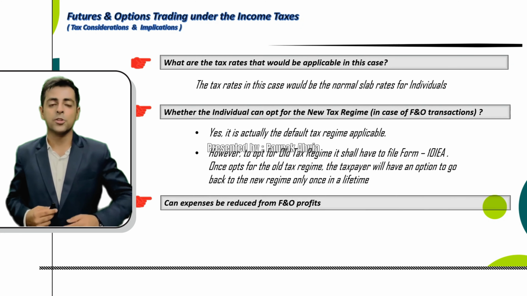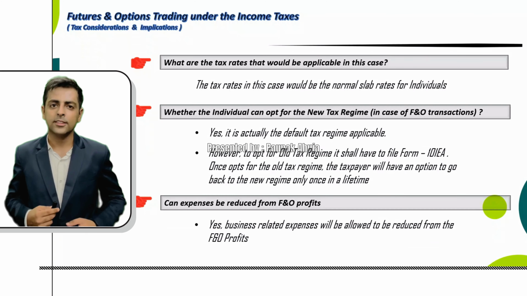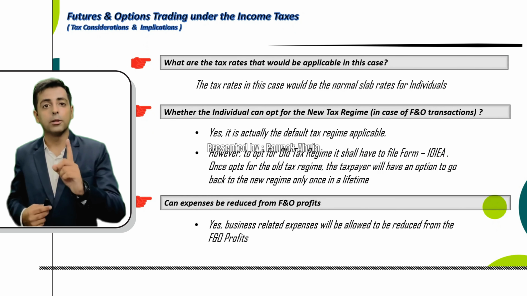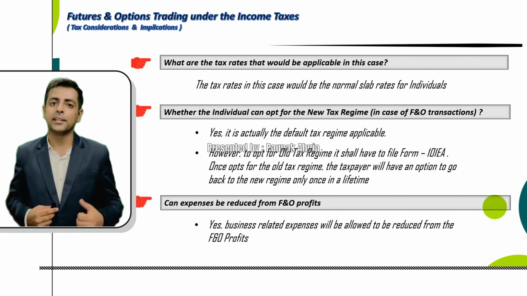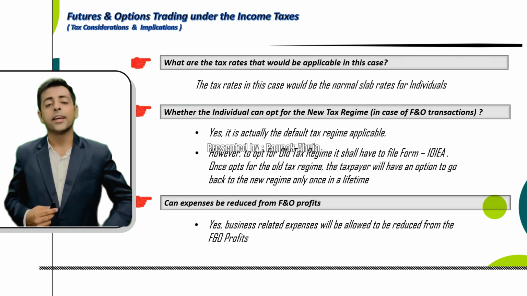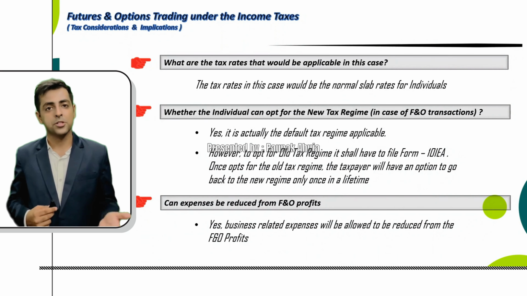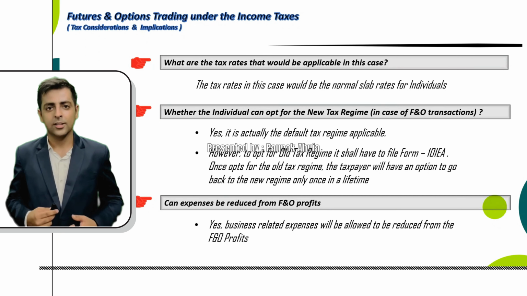Moving on to the third and final question. Can the expenses be reduced from the profits of FnO? The answer is yes. All business expenses related to this FnO business will be allowed to be reduced from the FnO profits. For example, any electricity bill, internet bill, broadband bill, any other expense which is related to business, including brokerage charges or any other trading expenses. All such business expenses will be allowed to be reduced from the FnO profits.